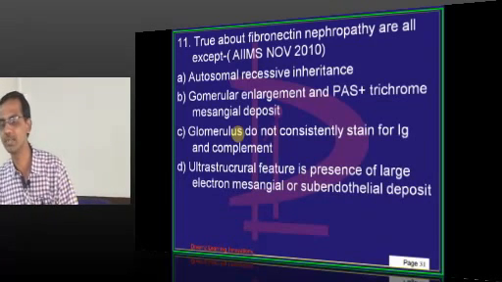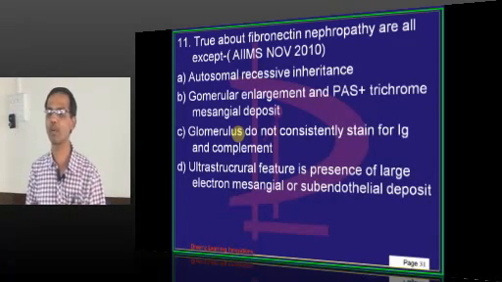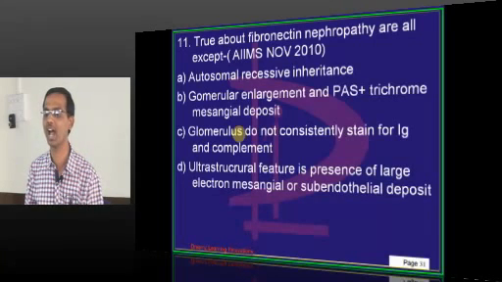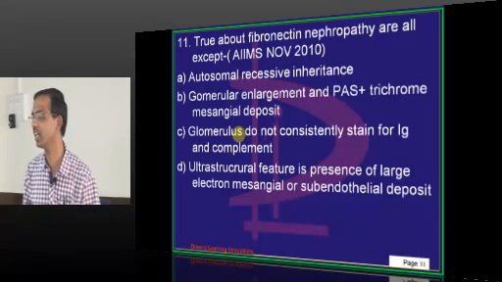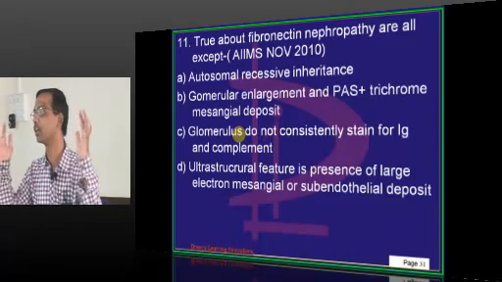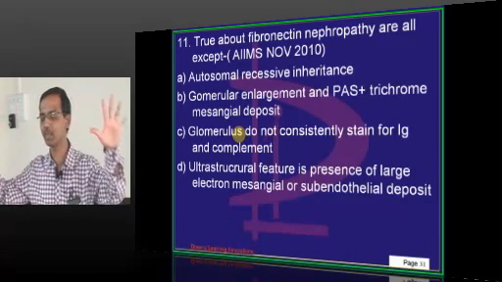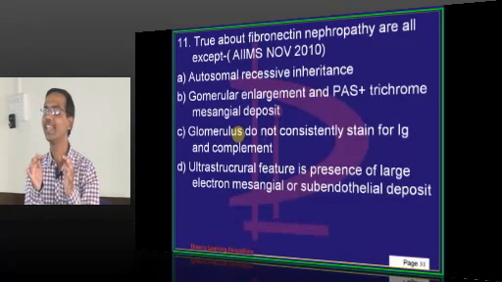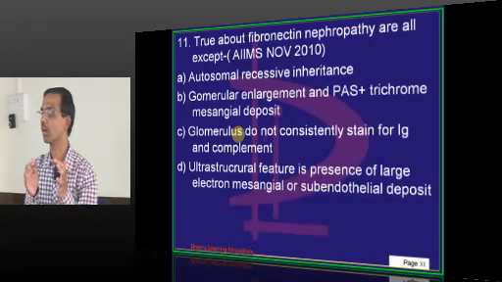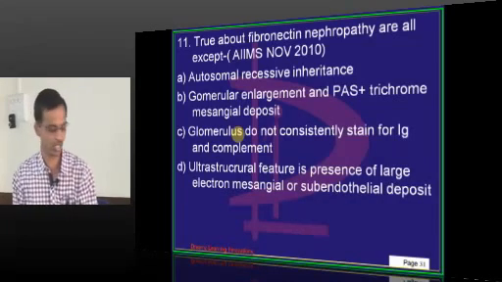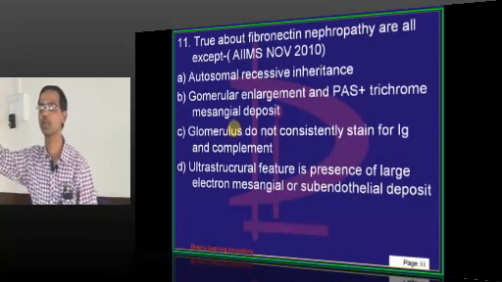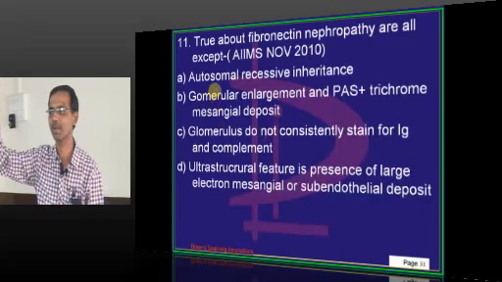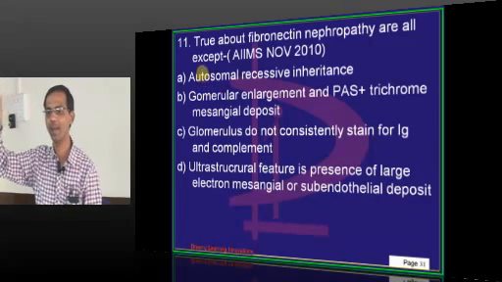And if you stain this material with special stains, they are positive with PAS, that is periodic acid Schiff stain. They appear as pink globules within the mesangium of the glomerulus, PAS positive material. They contain a lot of collagen, so they also stain positive with trichrome stain. So here we are learning in this question about two special stains. One is called PAS, the second one is called trichrome.